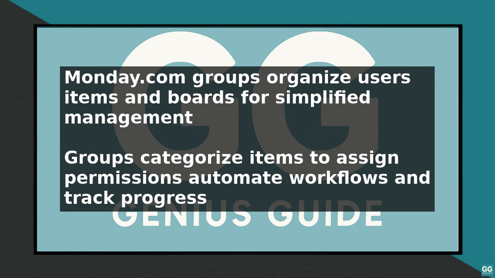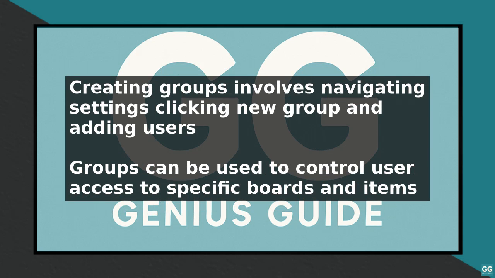To create a group, navigate to the Settings menu and click on Groups. Then, click on the New Group button and enter a name and description for your group. You can add users, boards, or items to the group by selecting them from the drop-down menu.